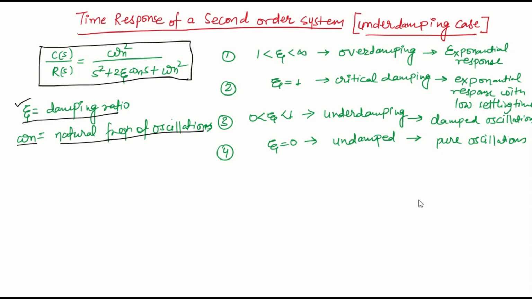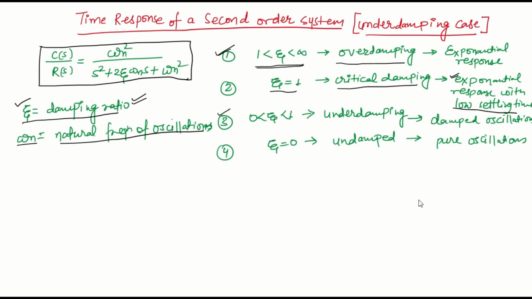In the last lecture, we discussed that the nature of response of a second order system entirely depends on this factor, the damping ratio, and we discussed different cases of it. In the first case, if the value of zeta is from 1 to infinity, that means a high value of damping ratio, this condition is known as overdamping, and the nature of the response is exponential. In the second case, we considered zeta equals 1, known as critical damping. In this case also the response was exponential, but the settling time was low compared to the previous case.